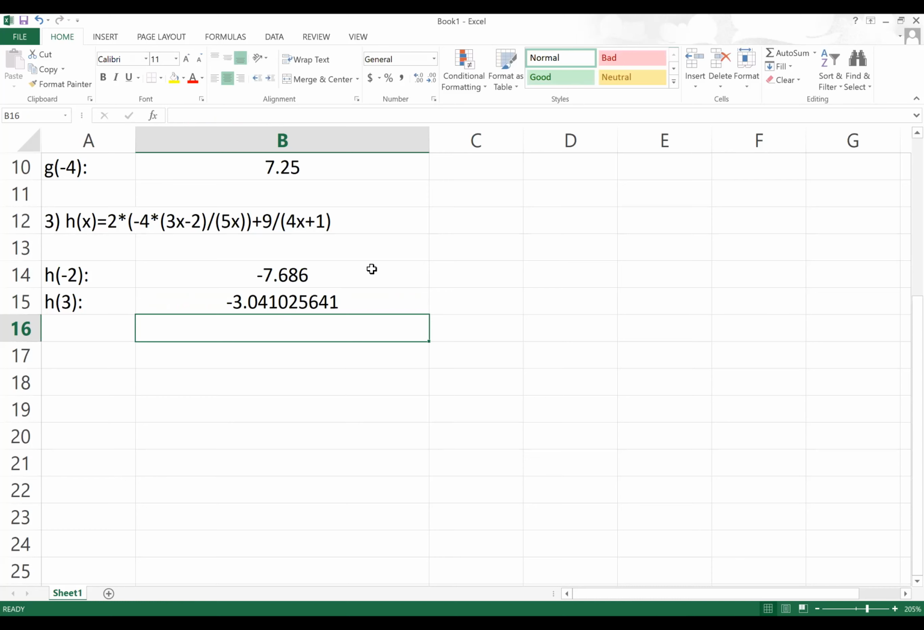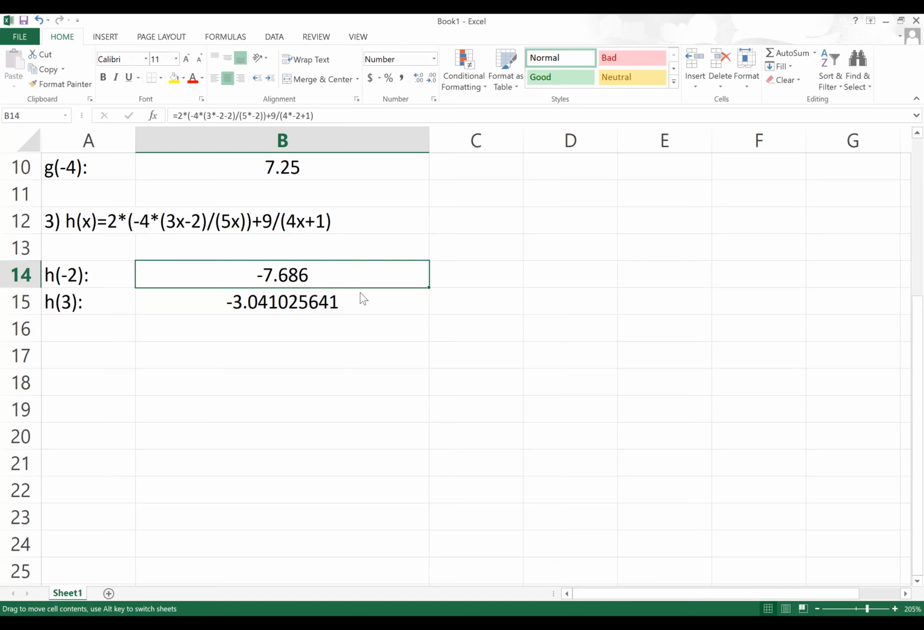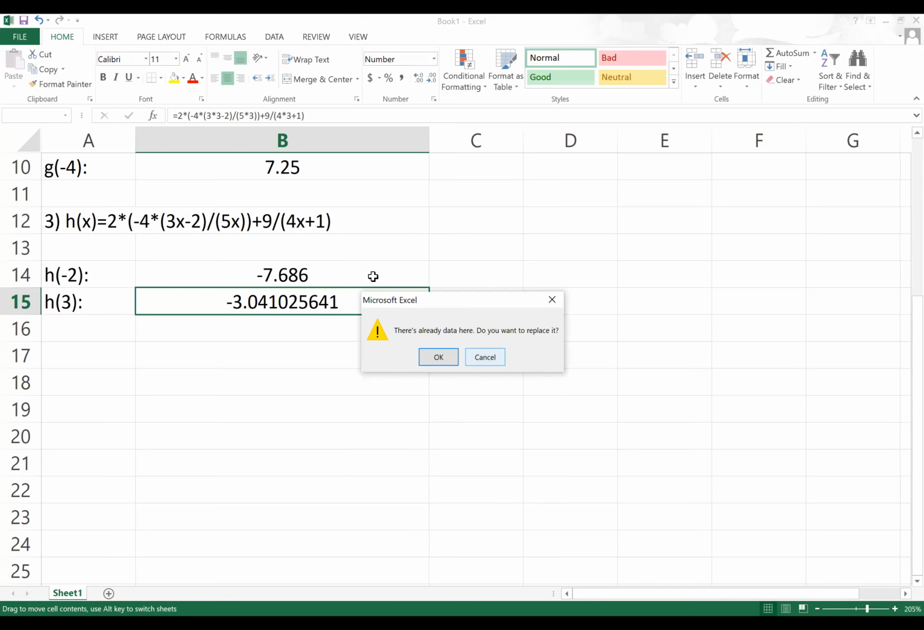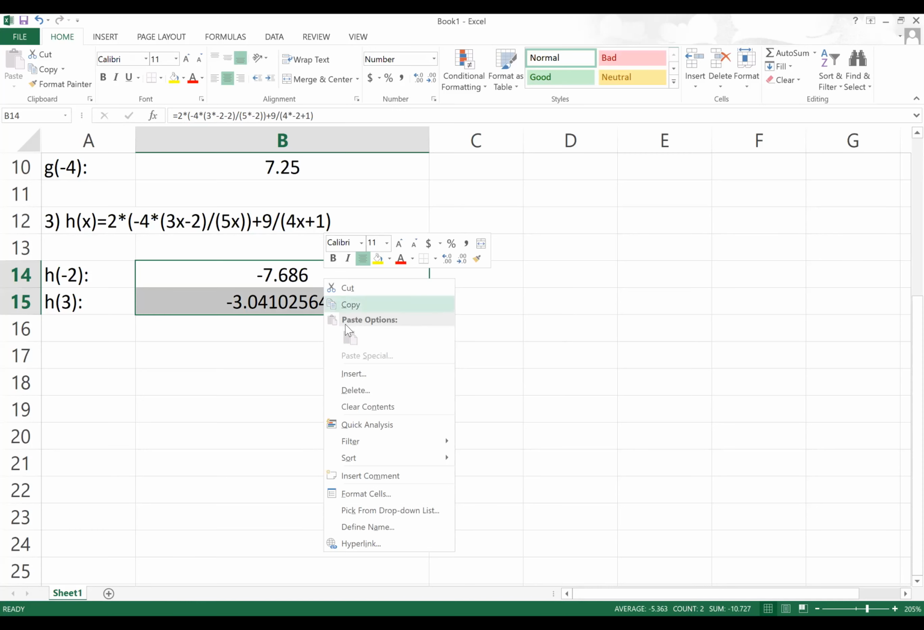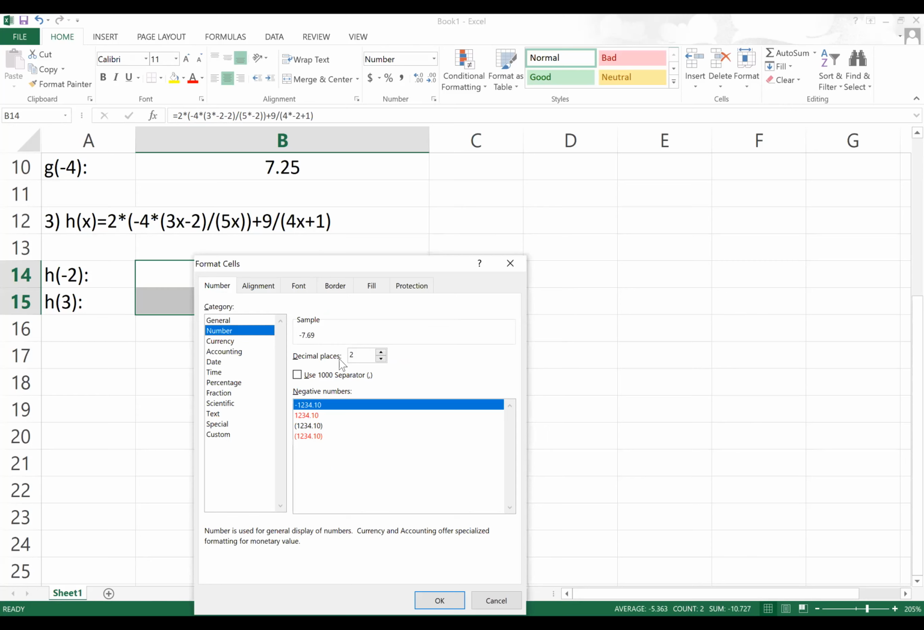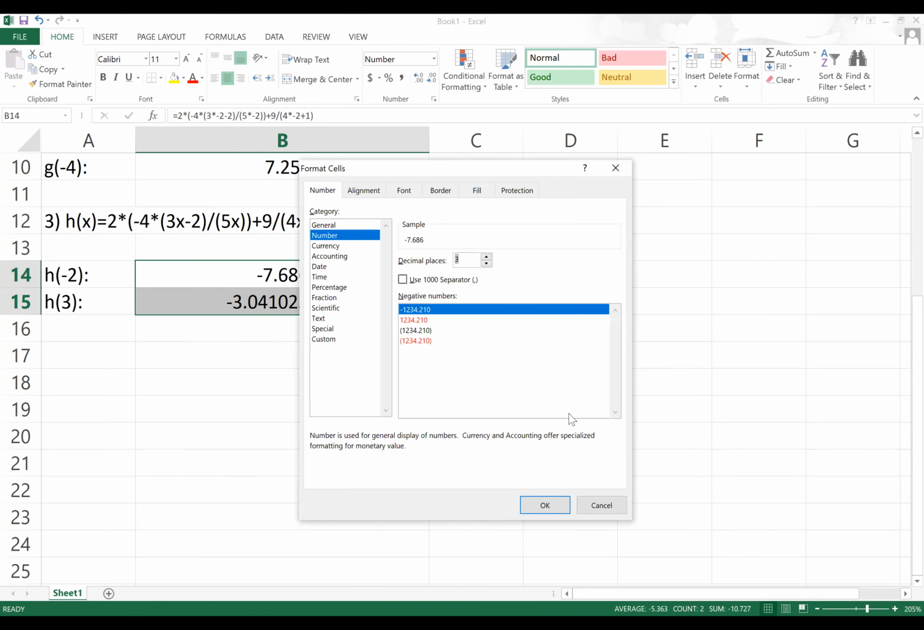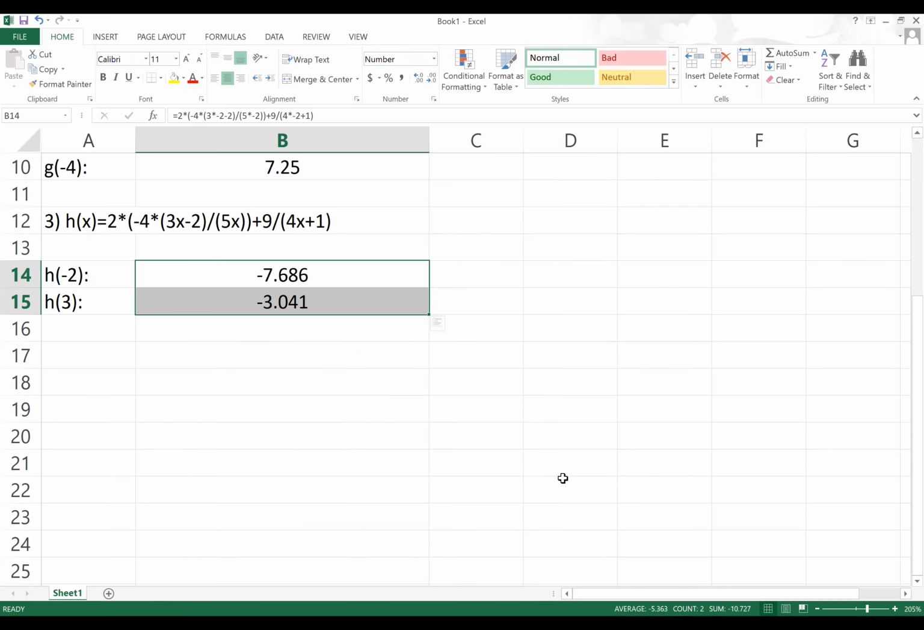So similarly, let's say you want to format multiple cells, you could highlight those 2 cells, right? Highlight those 2 cells and then right click on it. You have format cells and go to number. And again, we want to round it to 3 decimal places. Okay, click on OK. Then both of them will apply the same setting. Okay, and this is question three, question four.